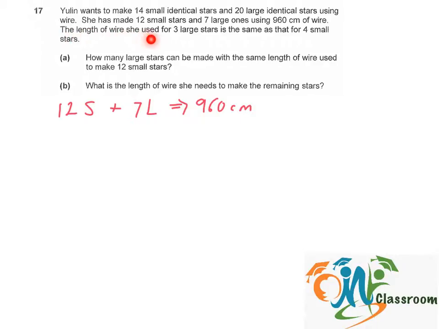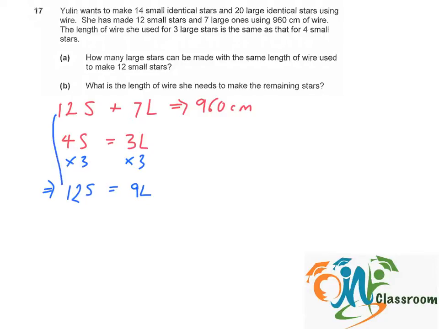And the length of wire she used for 3 large stars is the same as that for 4 small stars. So that means 4 small stars equals 3 large stars. So how about 12 small stars then? What we need to do is just times 3 to both sides, and we will see that 12 small stars is the same as 9 large stars. And if 12 small stars is the same as 9 large, we can rewrite this.